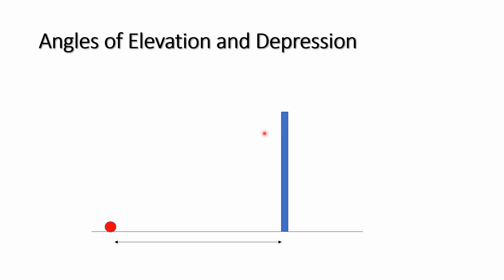Now, let us use the same example to solve a problem. Let's say, again, the ball creates an angle of elevation with respect to the top of the post, and it is equal to 40 degrees. And then the ball is 5 meters away from the post. The question now is, what is the height of the post?